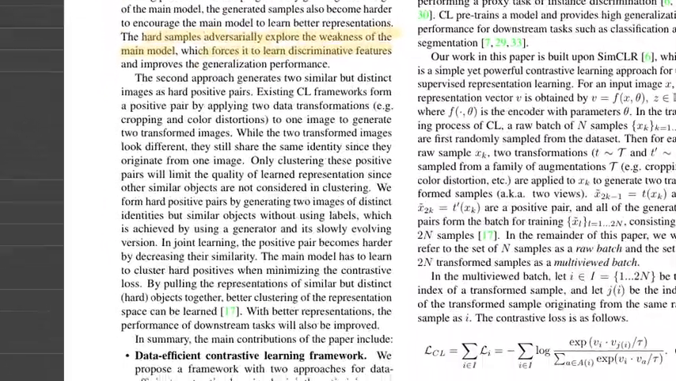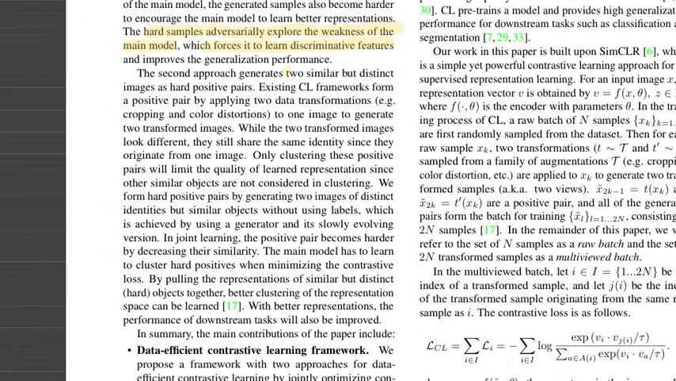Now, the second component of this is an approach that generates 2 similar but distinct images as hard positive pairs. So in the previous approaches, or compared to the mainstream contrastive learning area, when one image is used, basically by applying a probabilistic transformation twice and obtaining 2 images, while these 2 look different, they still share the same identity.